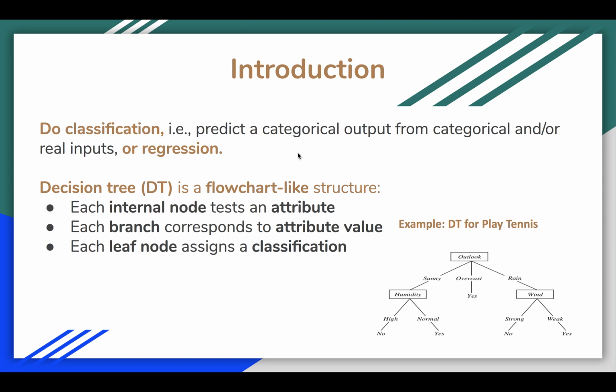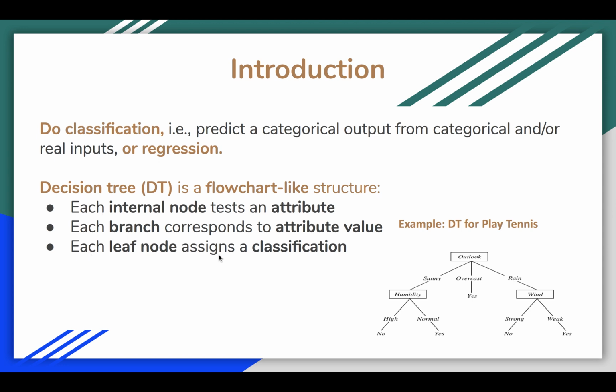Decision tree is a flowchart-like structure. We can look at the example in the slides here. This is the decision tree for play tennis. So each internal node tests an attribute. We can see that there are three attributes: outlook, humidity, and wind. Each branch corresponds to an attribute value. For example, the outlook attribute has three values: sunny, overcast, and rain.